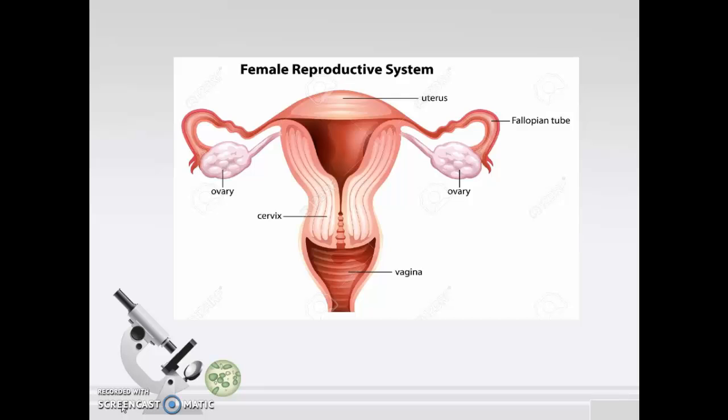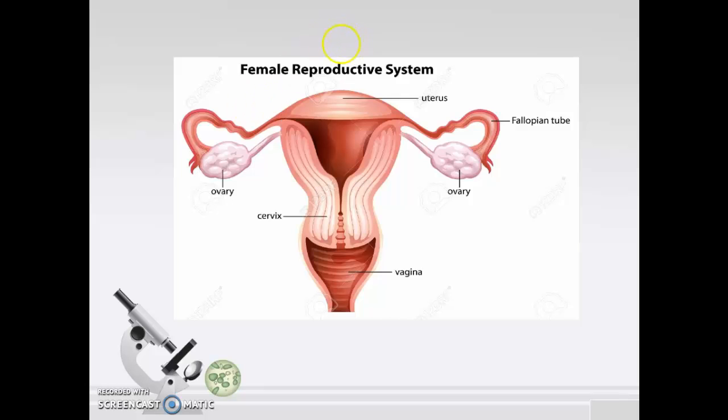We have already covered many organ systems so far. The organs which make up the female reproductive system are the ovary, cervix, vagina, fallopian tube and uterus. Now what is the role of all these organs? The basic function of the female reproductive system is to produce a baby and to nurture the baby inside.